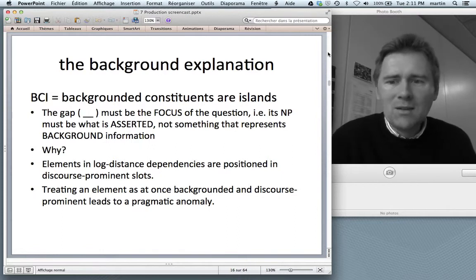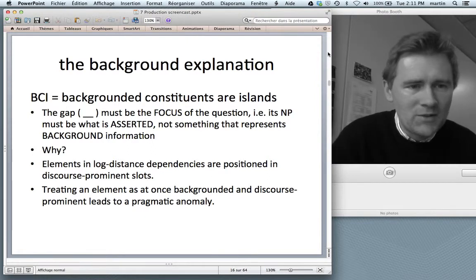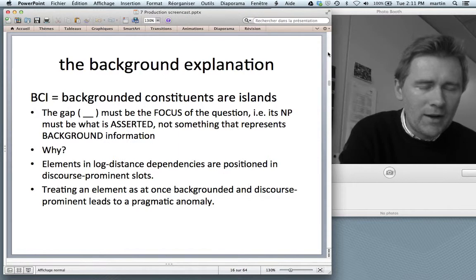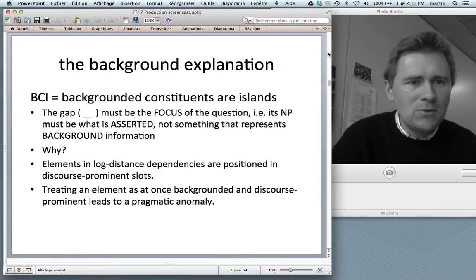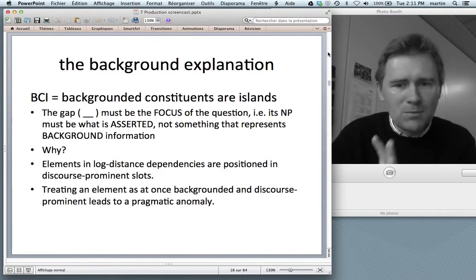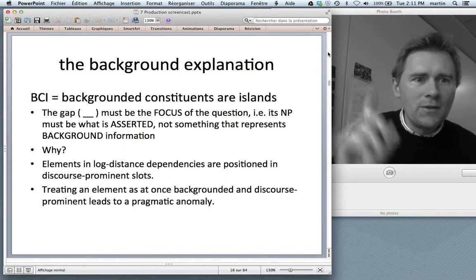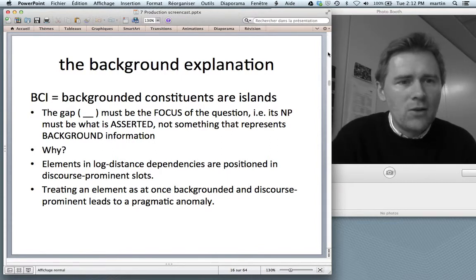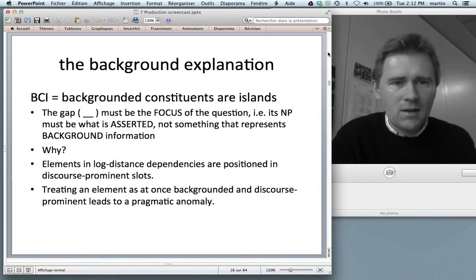Why is that? Well, elements in long-distance dependencies are positioned in discourse prominence slots. The thing that you question has discourse prominence. And if you question something that belongs to a constituent that is background information, you're trying to do two opposite things at once. You treat an element as backgrounded and at the same time as discourse prominent. So in a way you're saying, oh, this is really important. No, it's not. Yes, it is. No, it's not. And that is pragmatically anomalous. You're trying to do two very different things at once, and that doesn't work. That's the kernel of the BCI hypothesis.